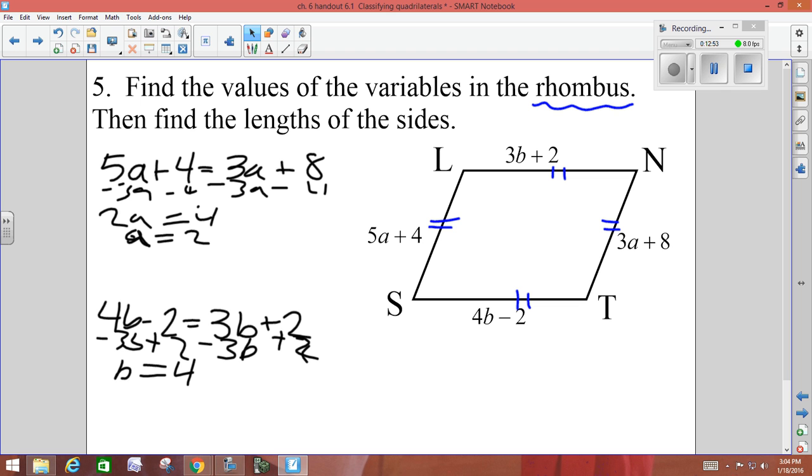Did you get 2 and 4? You have to find the lengths. What did you get, Alyssa? Good job. Did you guys get 14 for the lengths? Okay, you should have. Check your work.